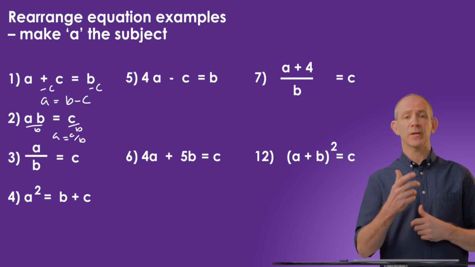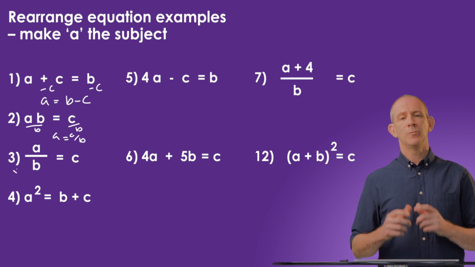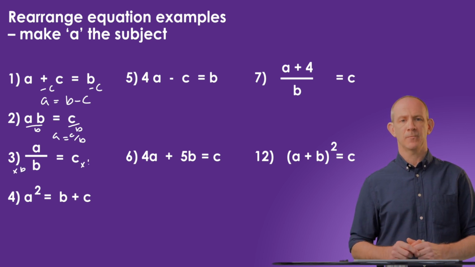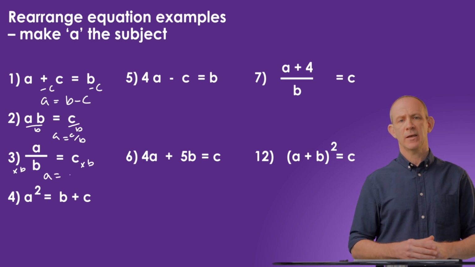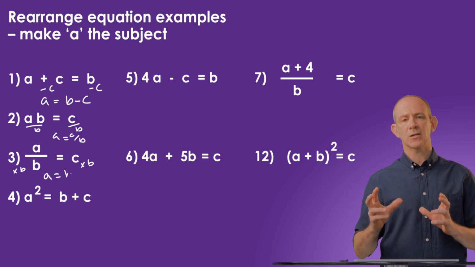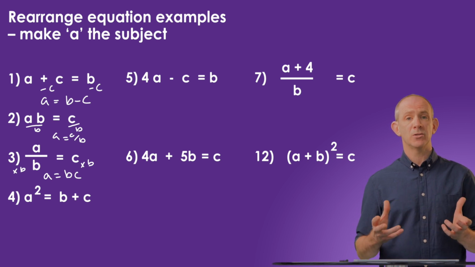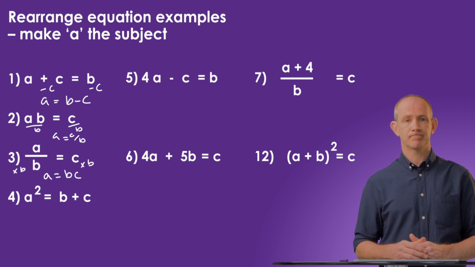In the next one, we've got A divided by B, written as a fraction, equals C. Because we're dividing by B, we're going to multiply both sides by B. That means we get A on its own on the left-hand side and B times C on the right. Now I'm writing BC because we normally try and write these in alphabetical order. I haven't written the multiplication sign in because BC means B times C.